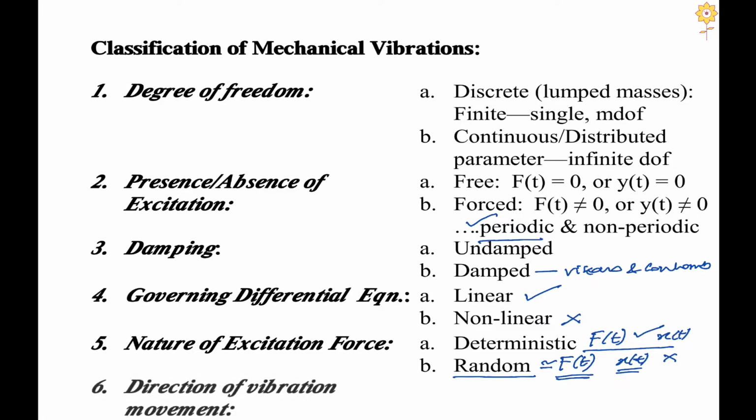And lastly, classification based on the direction of vibration movement. So it is longitudinal or linear vibrations, where the movement of the masses is in a direction along the main axis. Then torsional vibrations, where movement is about the axis, and transverse vibrations, for example beams, where the movement is perpendicular to the main axis.